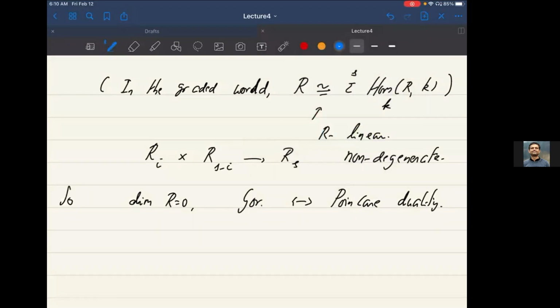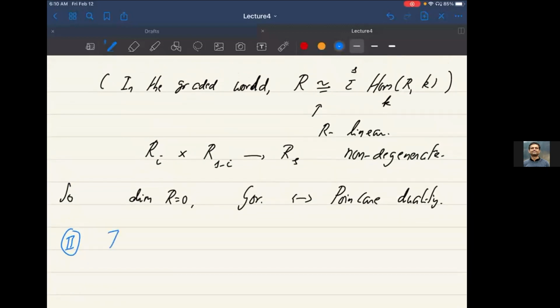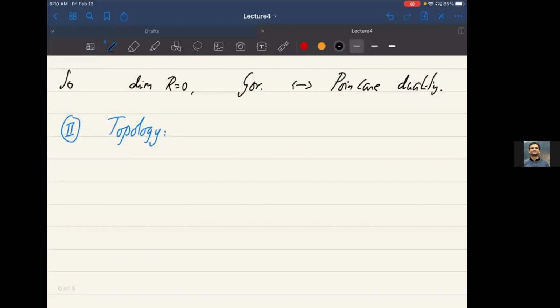So now this brings me to topological considerations. So the topology side of things, really homotopy theory. So last time around we saw that, yeah?